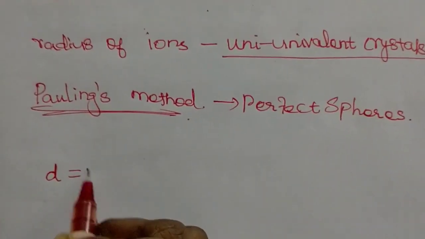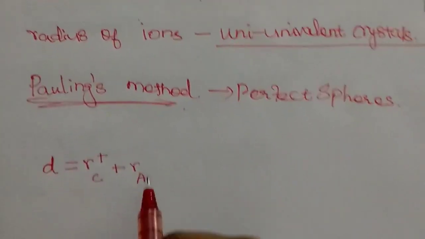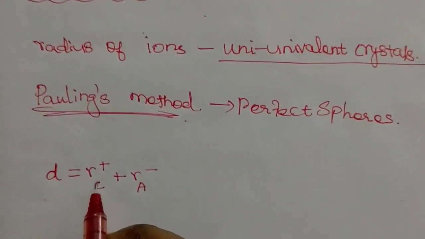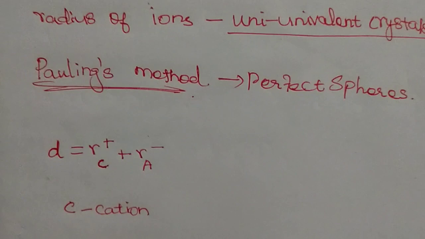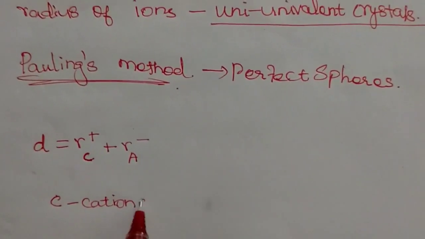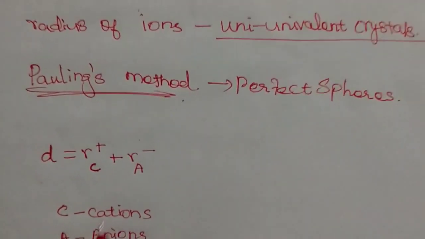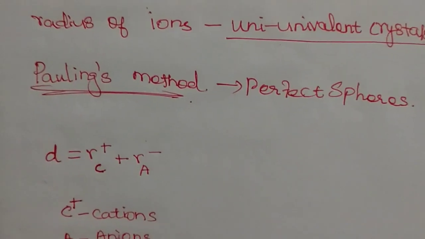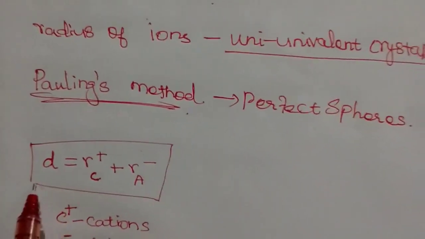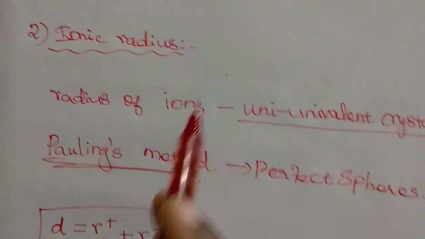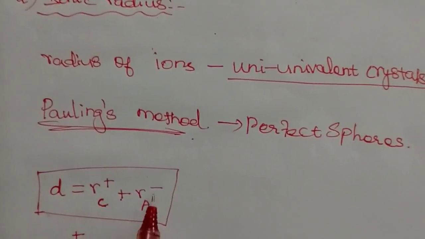D equals Rc+ plus Ra-. C denotes cation. So we have two types of ions: cations and anions. A denotes anion. What is the symbol of a cation? Positive. What is the symbol of an anion? Negative. He derived one equation to find the ionic radius of an ion: D is equal to Rc+ plus Ra-.